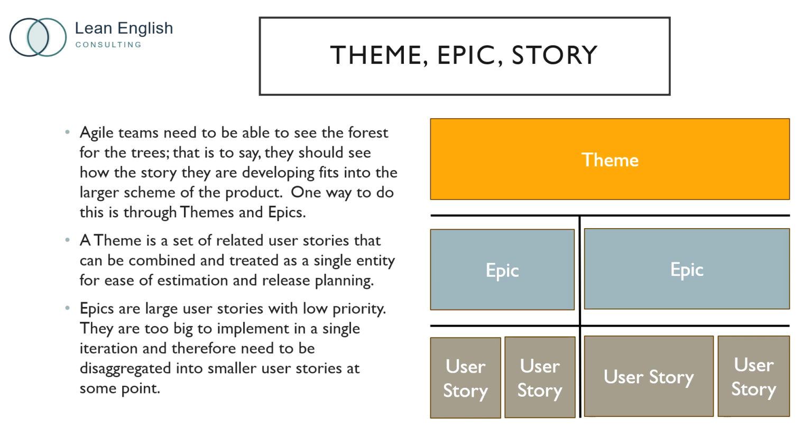Now that we know how work is performed and assigned, let's talk about how the product backlog is constructed, since it is at the heart of Agile's requirements processing. Agile teams need to be able to see the forest for the trees. That is to say, they should see how the user story they are developing fits into the larger scheme of the product. Remember, user stories are the main unit of functionality for the project.